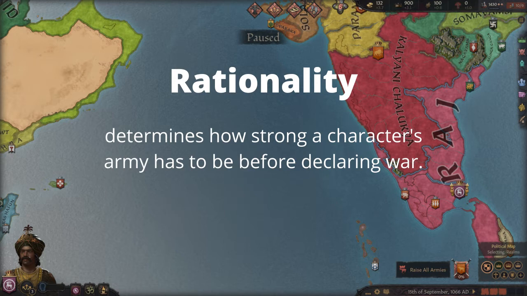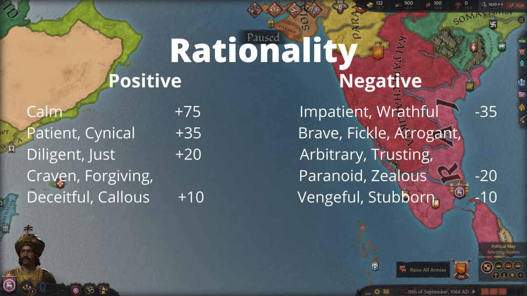The more positive that an AI character is, the less likely they are to just randomly attack you without having the troops to come after you. So as you look at your neighboring rulers, they're probably not going to try to conquer your land if they're more rational and they know it's going to be less likely for them to actually conquer you. They're probably not going to attack you.